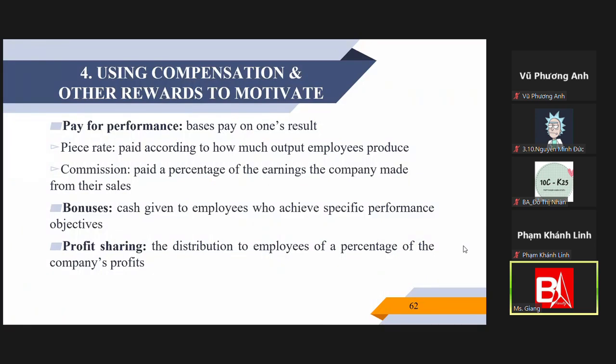What are they? Pay for performance means that we give employees base pay on individual results. And there are two different ways, using piece rate and using commission. The second one is bonus. A bonus means that we give employees cash when they achieve a specific performance objective. Profit sharing, we share a percentage of the company's profit with employees.